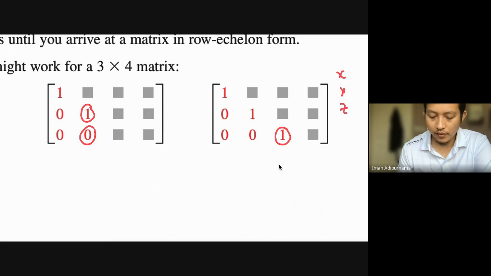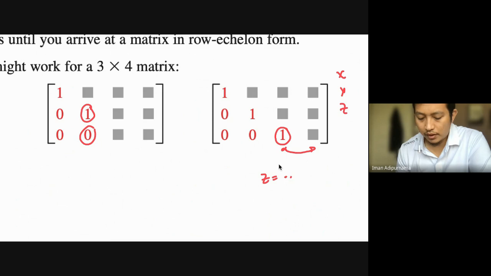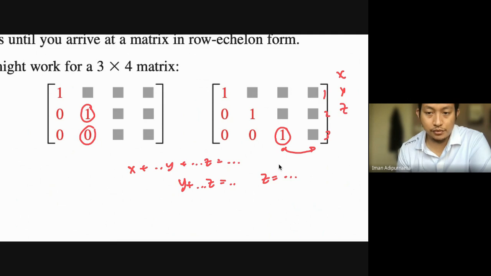And I think a 3 by 4 matrix is simple enough that you will get the solution for x, y, and z. From here you already get simplified equations, and you can directly show that z is equal to something, and then y plus something z equals something for the second row, and for the first row you can have x plus something y plus something z equals something. And you can do the substitutions and solve, and you can find x, y, z.